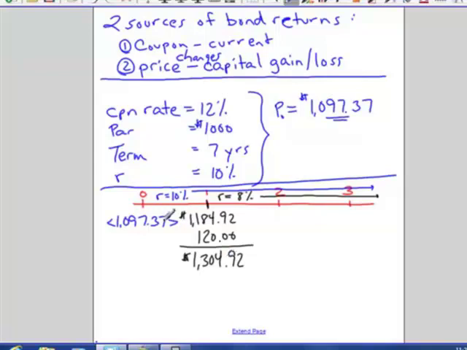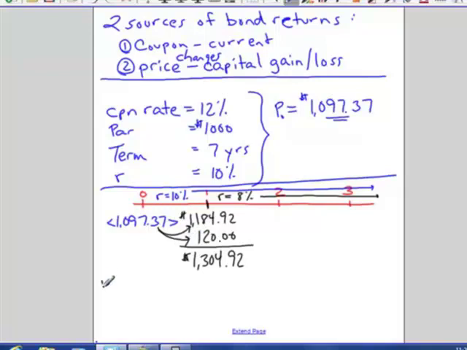So we invested $1,097, and 1 year later we received $1,305 thereabouts. Now what's our return? Well, the difference there between the $1,097 and our $1,305, that's our holding period return. But look at what our return is comprised of, and that is the capital gain here. In other words, the price of the bond went from $1,097 to close to $1,185, and then we also received a coupon of $120.